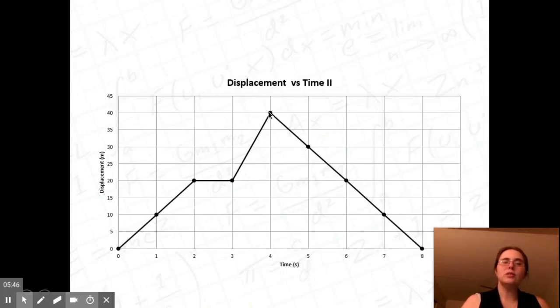And then here it goes in the negative direction. It's turning around and going down. And that's in 4 seconds. And that slope is 10 meters per second. If we say 40 minus 30 in that 1 second interval. So that is 10 meters per second in the negative direction. So minus 10 meters per second for the velocity. And we just get that from the slope.